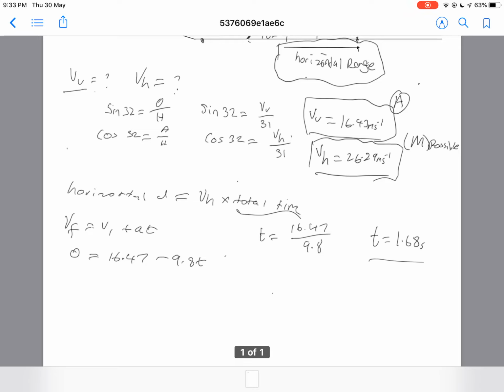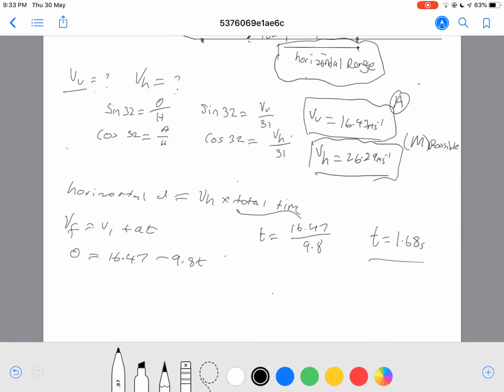Okay, so you're thinking, oh, okay, so I'll just find out the time it takes for the ball to reach the ground then. That's cool. So what do we have? In terms of starting at the max height and going down to the ground, what do we have?